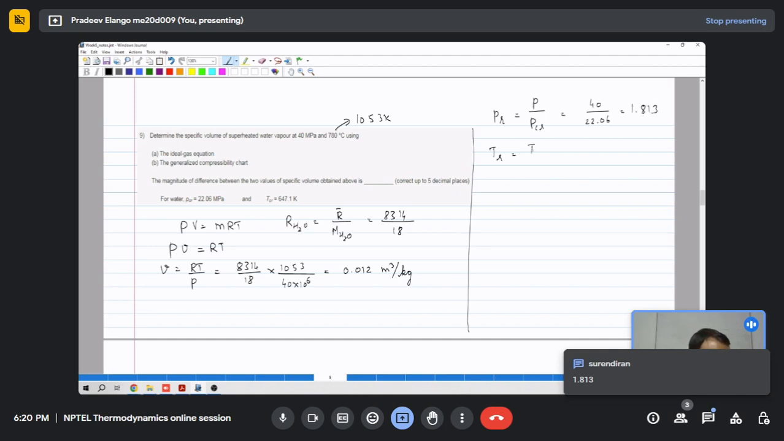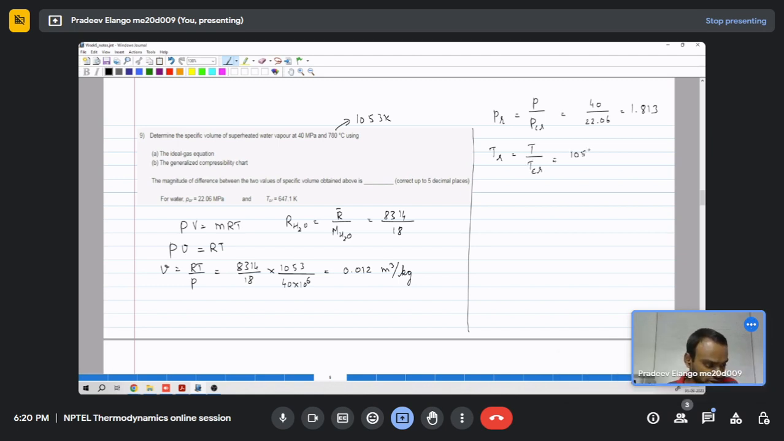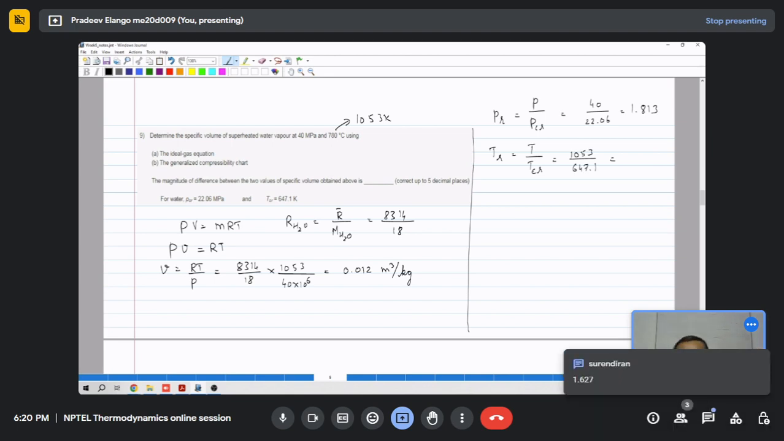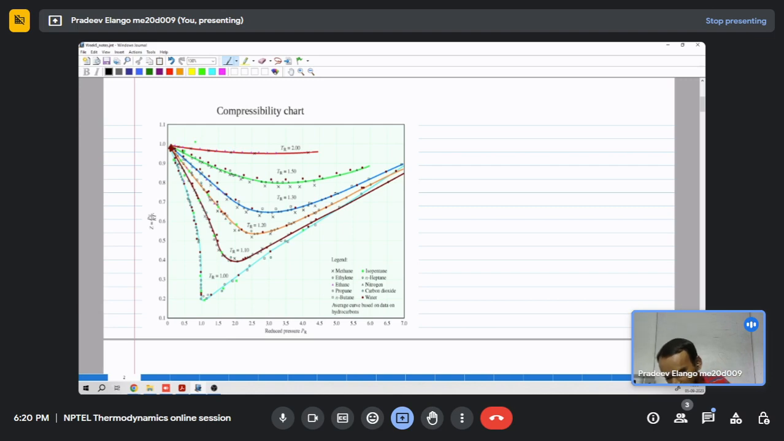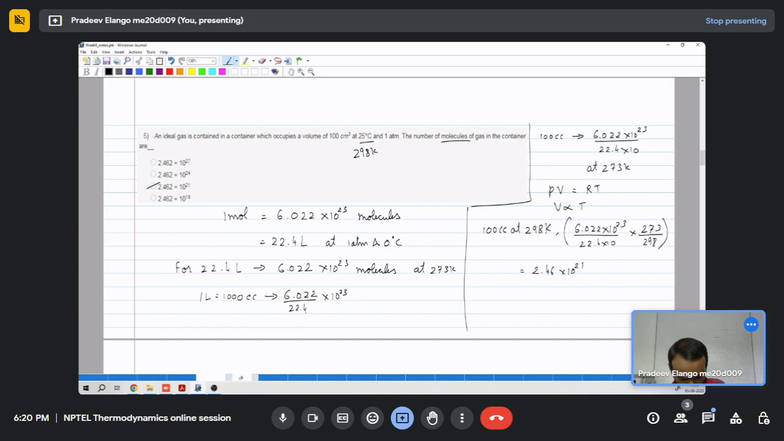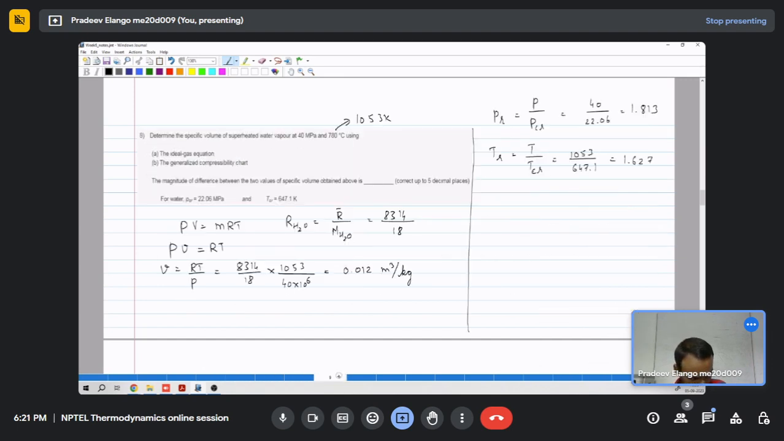And similarly for reduced temperature, it is the actual temperature by the critical temperature, and that is 1053 divided by 647.1. So can you calculate this? 1.627. Now from the compressibility chart we will have a chart like this. Here you can see Z is PV by RT. So Z equal to PV by RT.